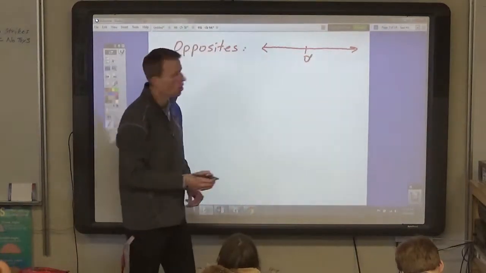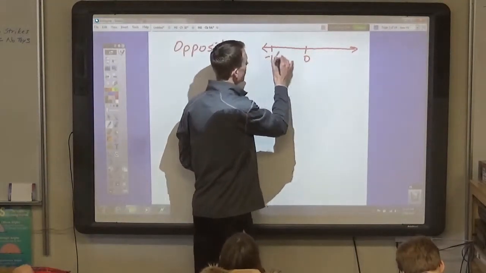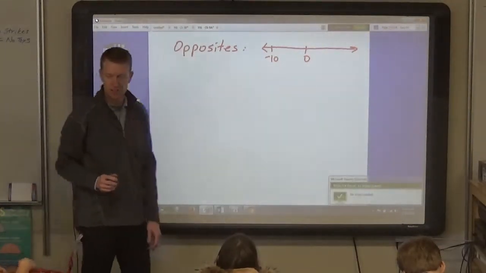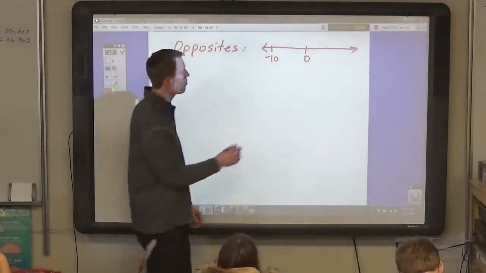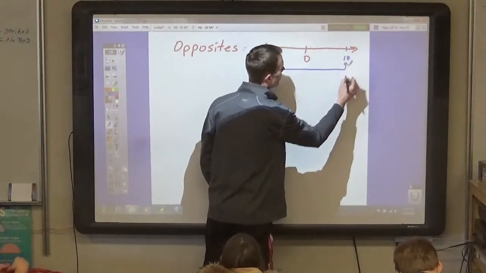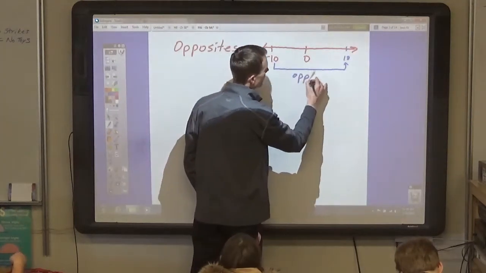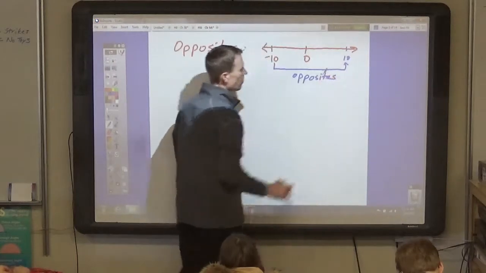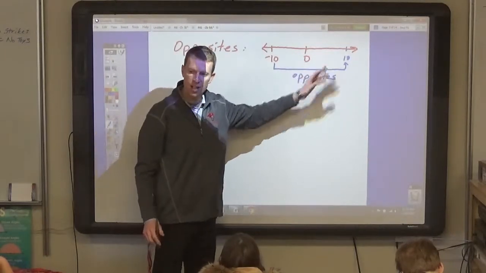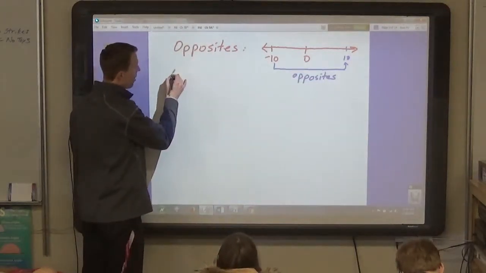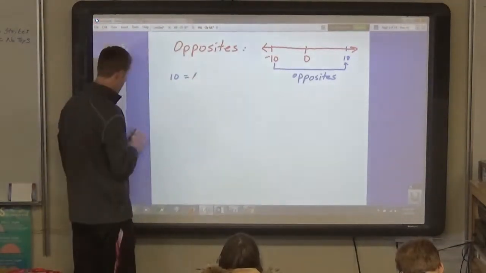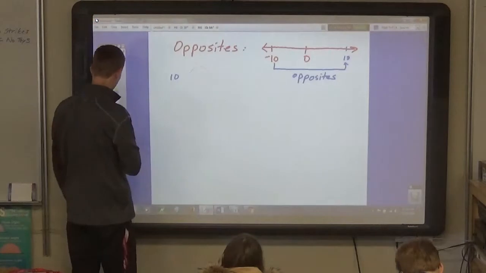Okay? So, in the first one, they give you a number, -10. What is the opposite of -10? It's +10. It's the same number that's on the opposite side of 0. So these two are called opposites. Opposites are also the same distance from 0, but on the other side. So what's the opposite of +10? Right. Opposite of +10 is -10.